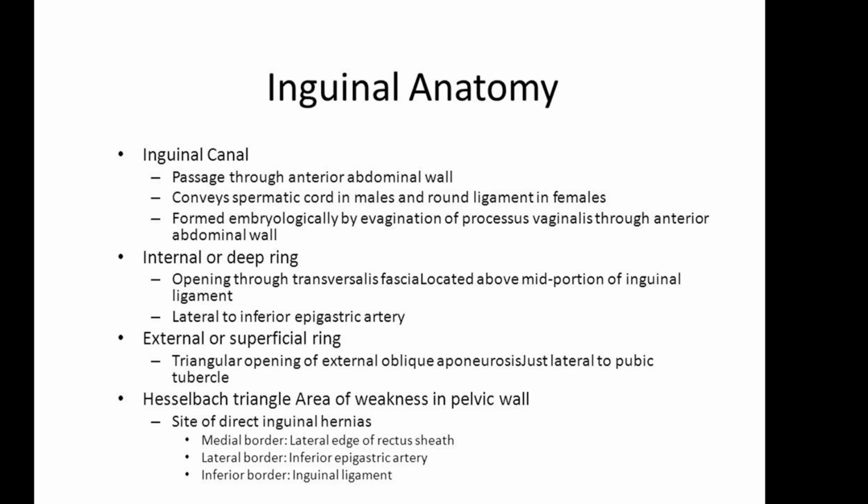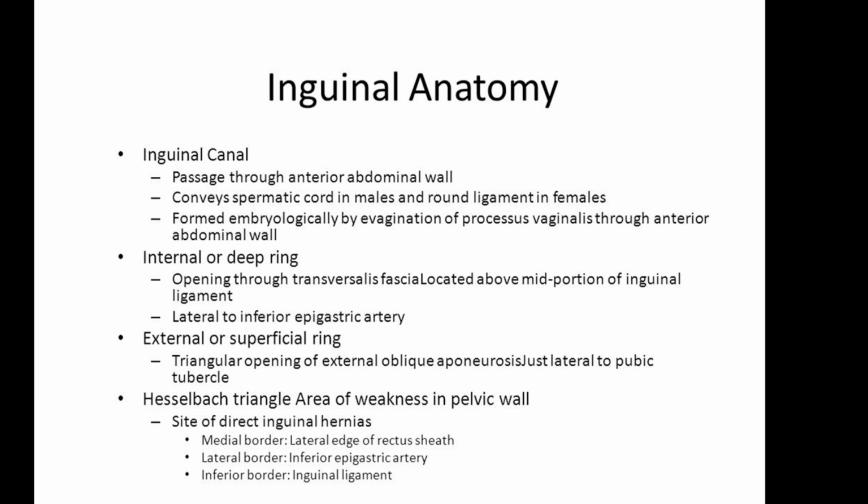Once again, some important facts about the inguinal canal and the structures related with it. The inguinal canal is a passage through the anterior abdominal wall. It conveys the spermatic cord in males and the round ligament in females. It is formed embryologically by the processus vaginalis passing through the anterior abdominal wall.